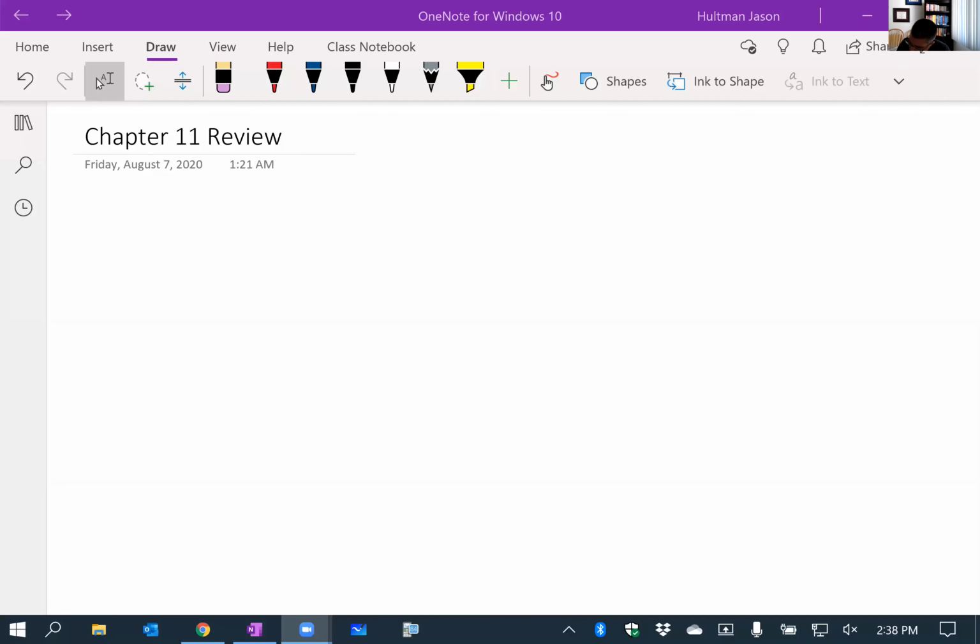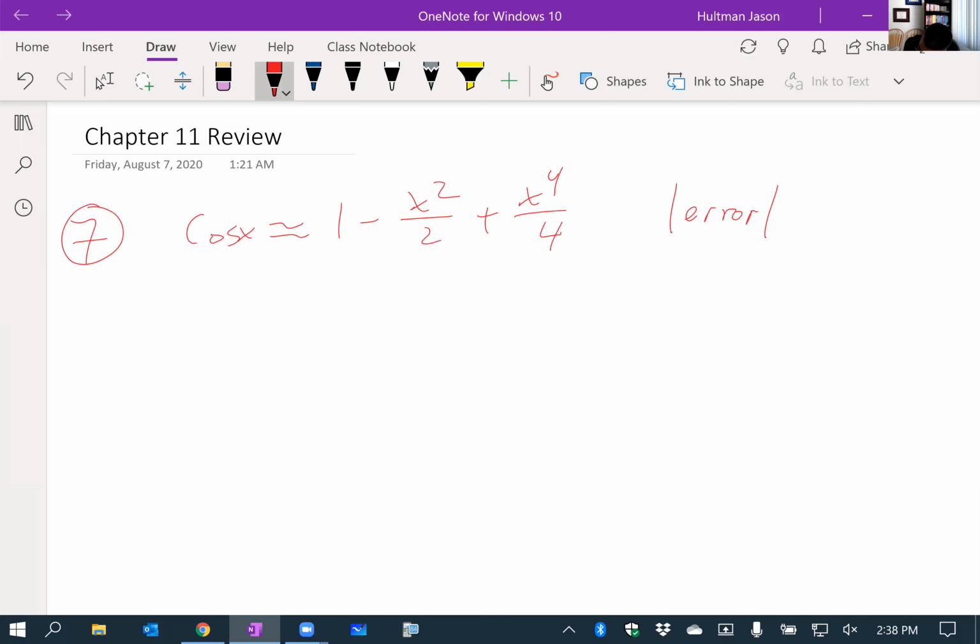Okay. Number 7 says what? What does it say? We want to find the error bound on this, less than 0.08, of cosine. So similar to one that we did before. Cosine of x is approximately 1 minus x squared over 2 plus x to the 4th over 4. And we want the error to be less than 0.08.